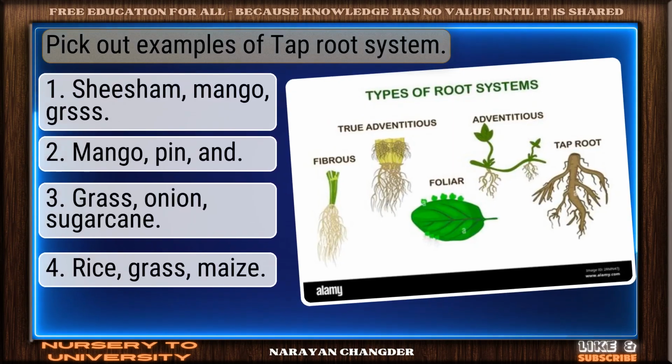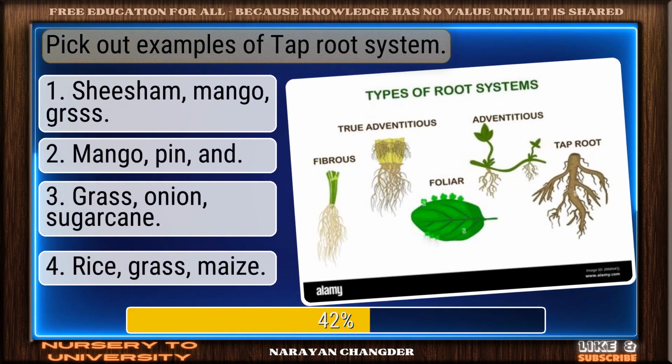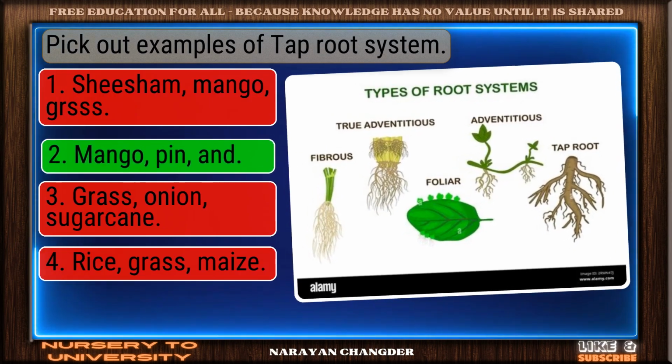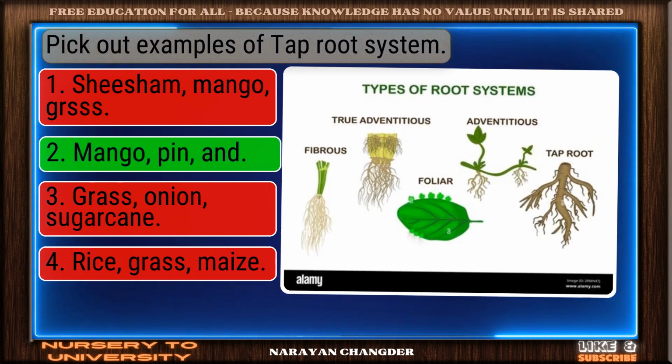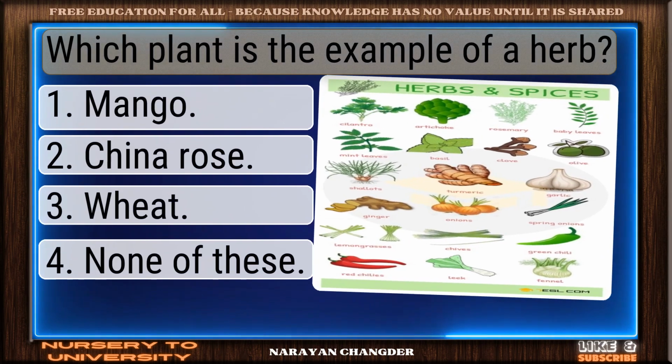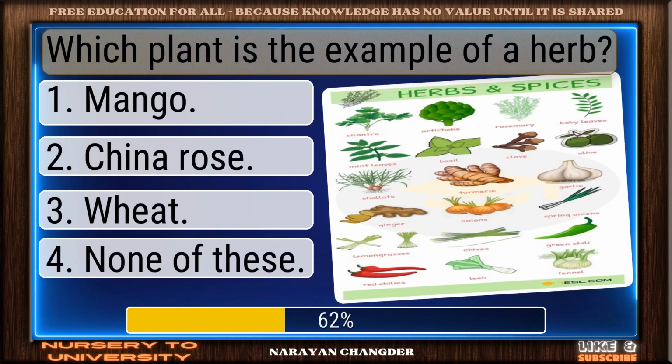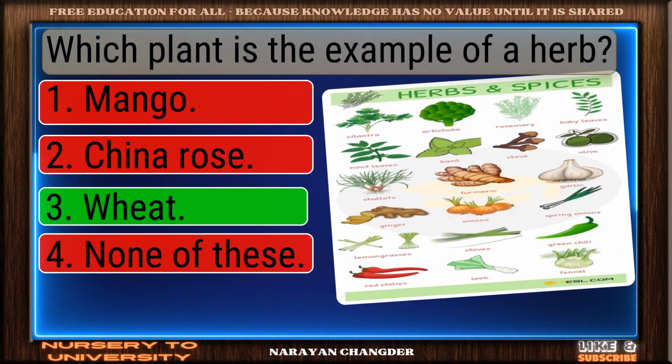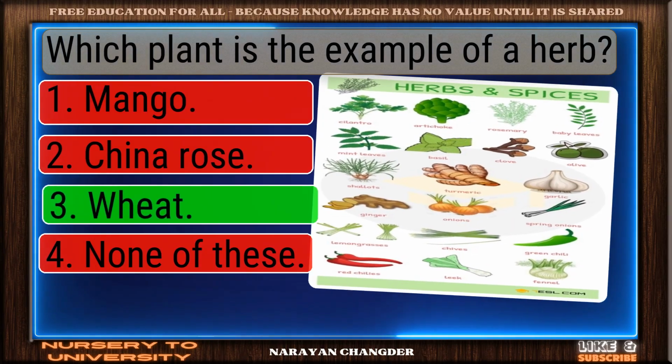Pick out examples of taproot system. Great thinking. Mango and pine is the right choice. Which plant is the example of a herb? Great job. Wheat is the accurate answer.